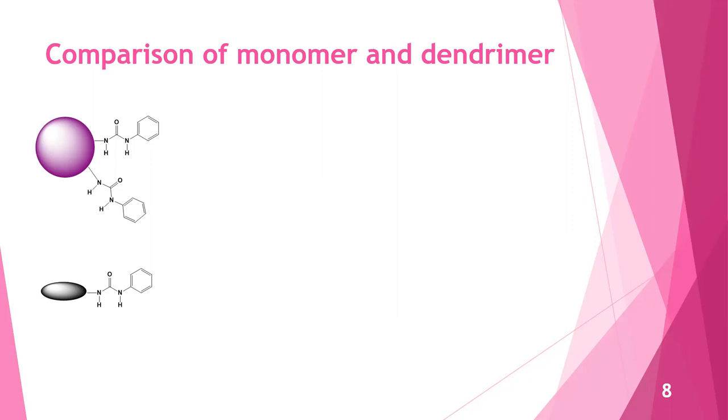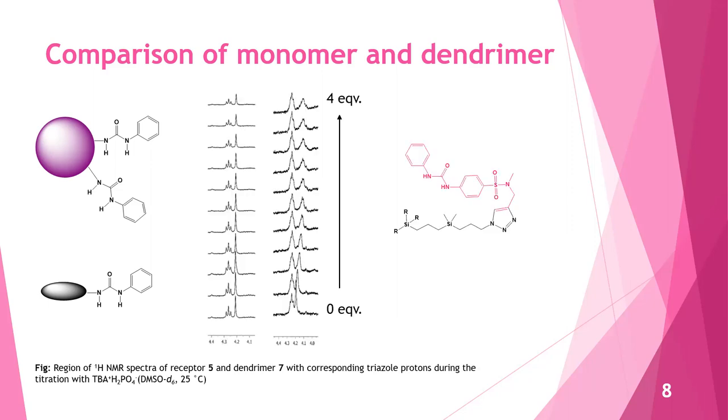But what we have found for branched dendritic structures was quite curious, because not only protons from urea hydrogen shifted and the nearest one, but also protons which correspond to the proximity of triazole changed their position. On the other hand, in the same experiments done with the monomer, these protons were in their fixed position.